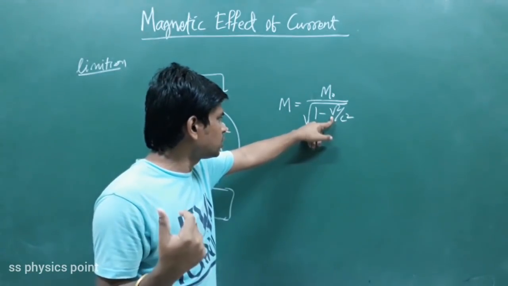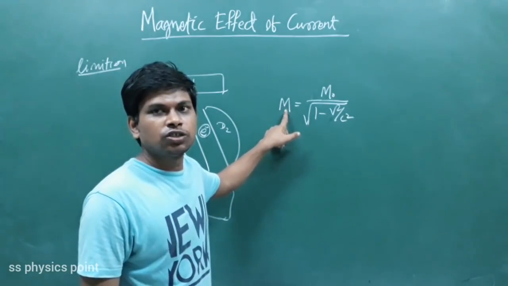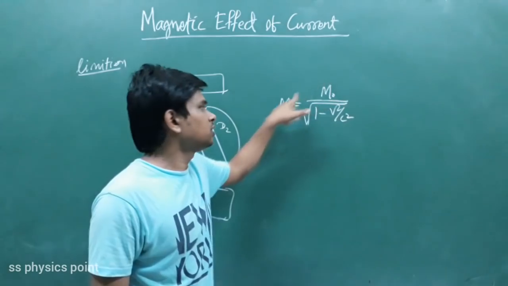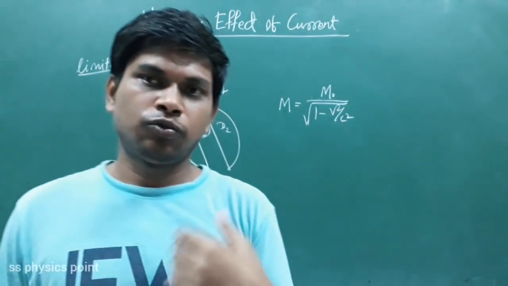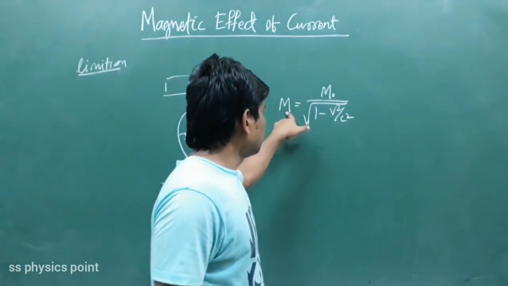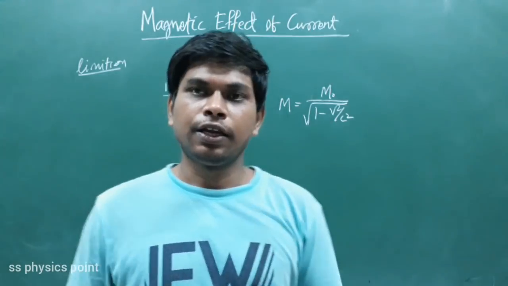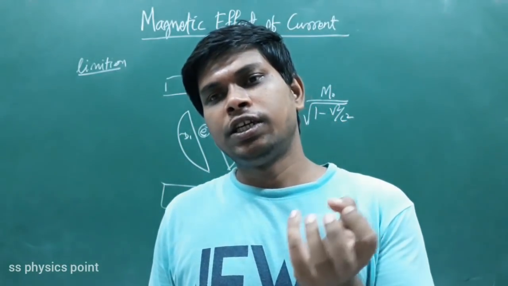If velocity increases, then what will happen? Its mass will increase according to this equation. This is the rest mass. This is the mass of the particle in motion, whatever it is. So this mass will increase if the velocity increases. With the increase in velocity, what will happen to its mass? It will gradually keep increasing.